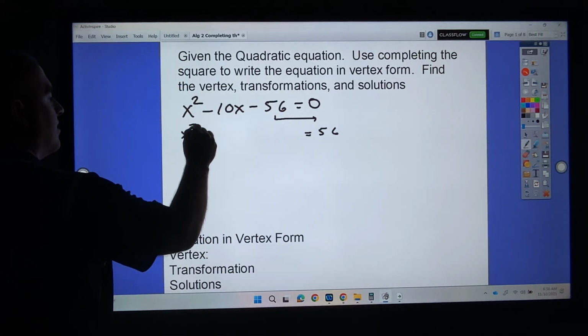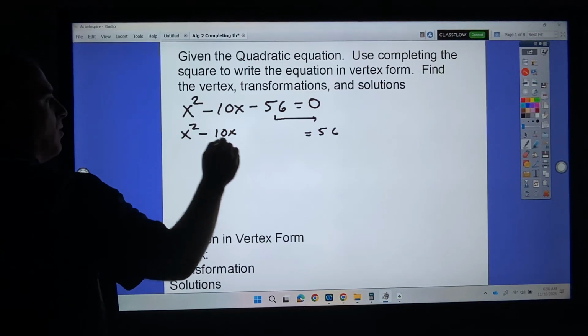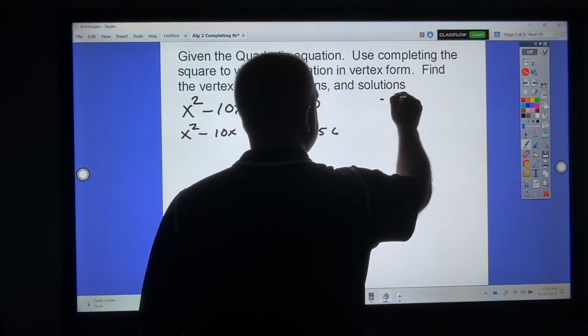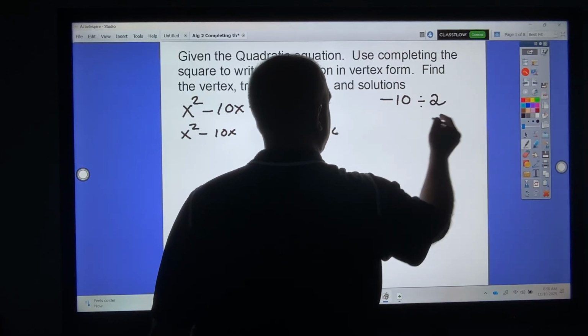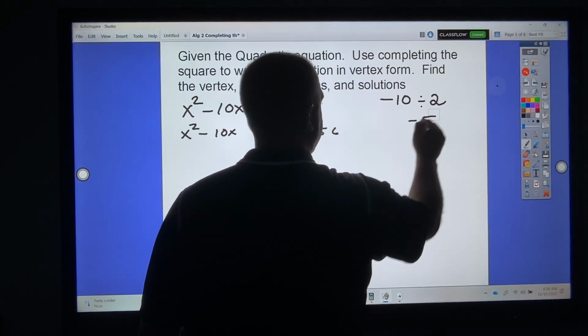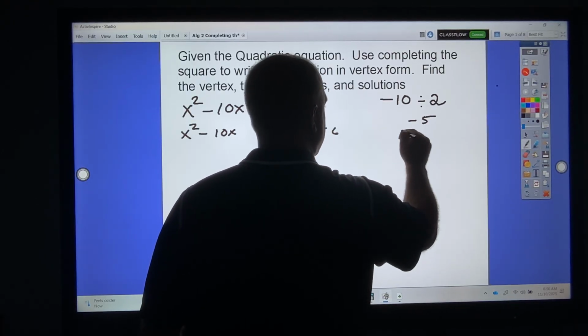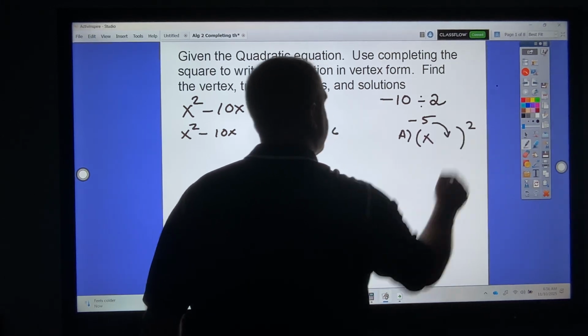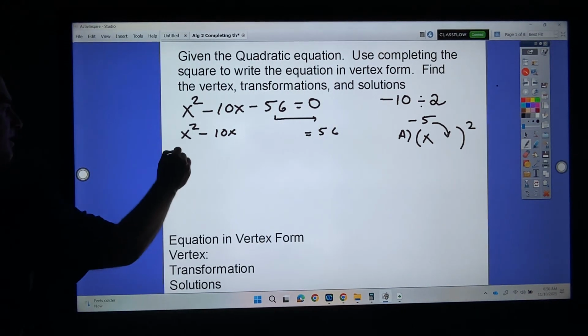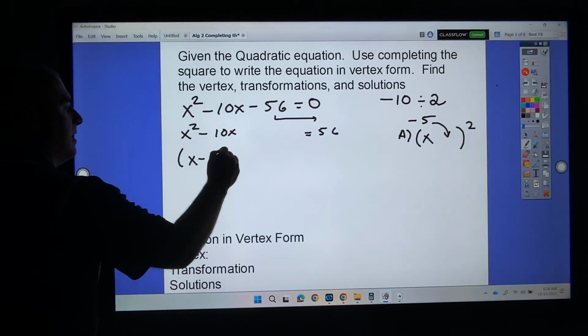Now, here comes the completing the square part. What I want to do is take that number that's attached to x and divide it by 2. And I get -5 for that. Now, there's two things I want to do with that. I want to put that inside the parentheses with x squared. That goes on this line, so that'd be x minus 5 squared.